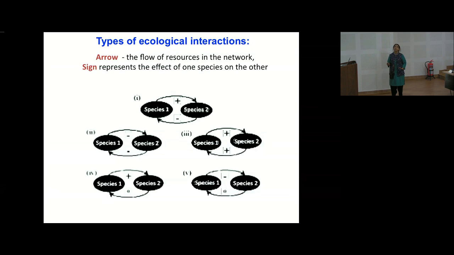The sign represents the effect of one species on the other. So in this case, species 2 is gaining positively from the presence of species 1, whereas species 1 is being negatively affected by species 2. I can ask you what you think this interaction is, but let me explain the others. In this case, both of them are affecting each other. This is zero.